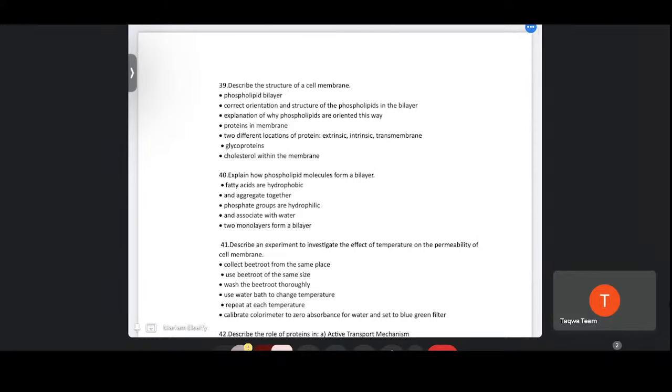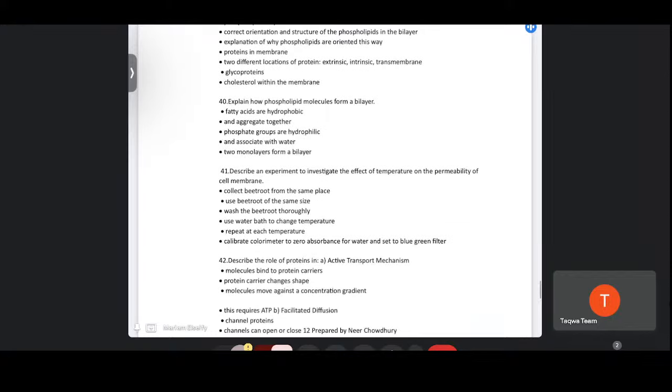Okay, so I want you now to know, let's go by describe the structure of the cell membrane. It has a phospholipid bilayer, and we need to have the correct orientation and structure of the phospholipids in the bilayer. Also, we need to know why the phospholipids are oriented this way, the proteins in the membrane, two different locations of protein, extrinsic, intrinsic, and transmembrane, the glycoproteins, and the cholesterol within the membrane.